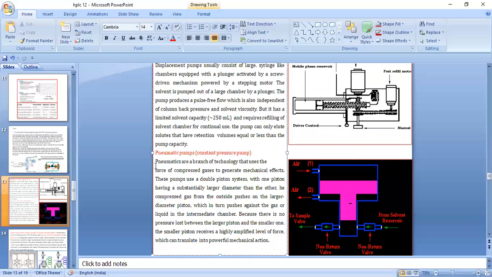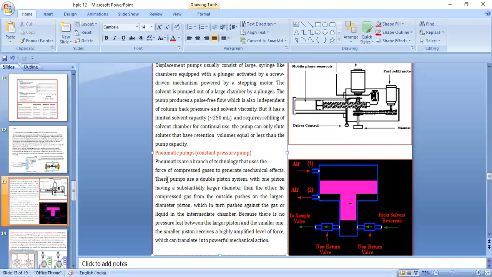Then you have the third type of the pump, that is the pneumatic pumps. The pneumatics is the branch of technology that uses the force of compressed gases to generate the mechanical effect. Now I can explain it here on a diagram. So you have the two. This is a piston, but the difference is that from here, this side the surface area is more. From this side the surface area is less. So when the air flows through this chamber, there is a larger surface area, and this surface area provides then the more pressure, and this pressure is then transferred through this smaller piston on the solvent that is flowing to this chamber.